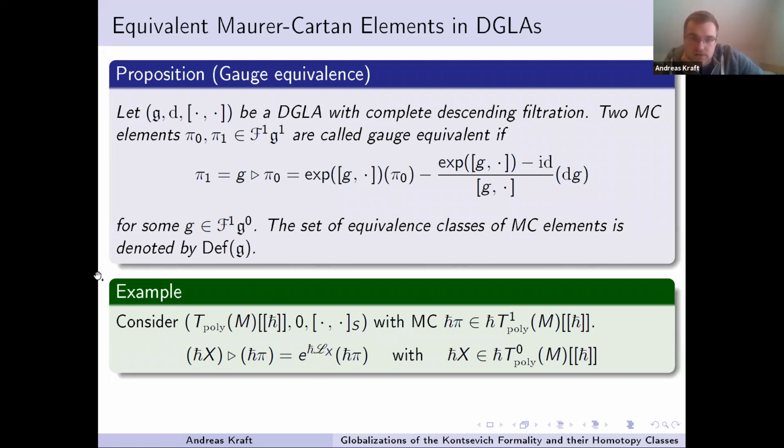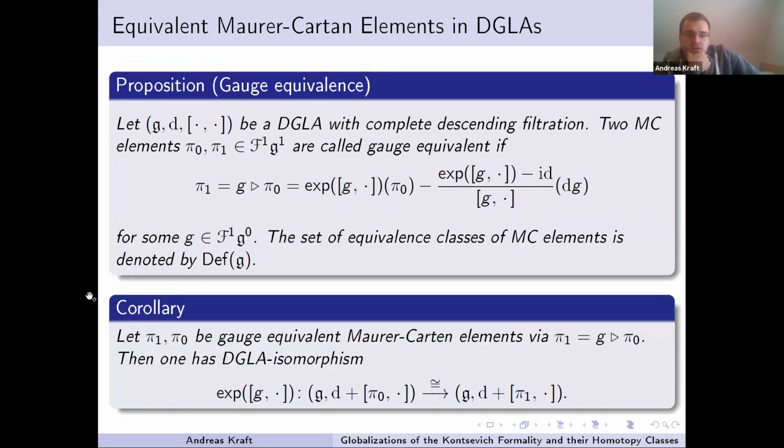And another nice consequence of this gauge equivalence is this. We saw that we can twist the DGLAs with Maurer-Cartan elements, and the point is that if we twist them with equivalent ones, then the twisted structures are isomorphic, just by this element here, which implements the gauge equivalence. So this will be used later on.